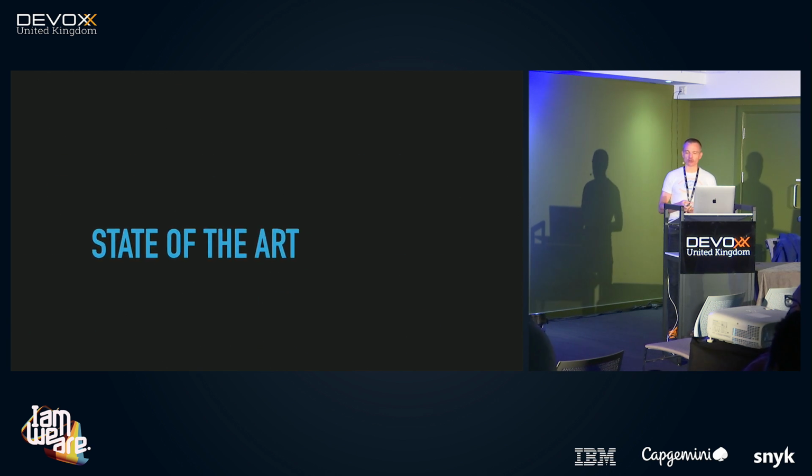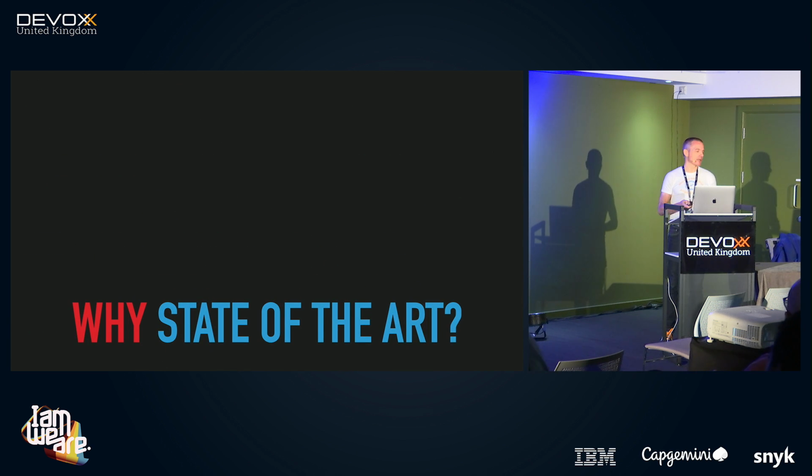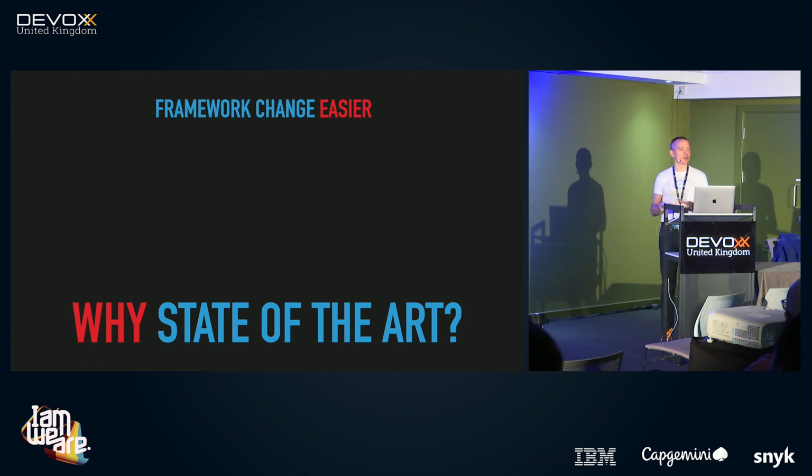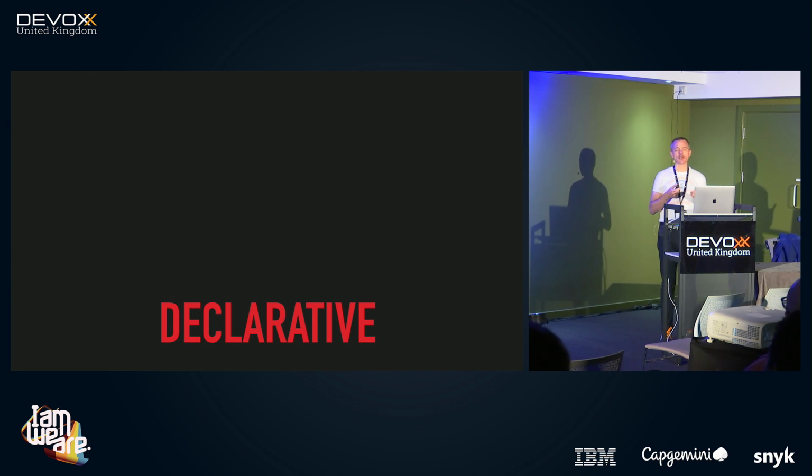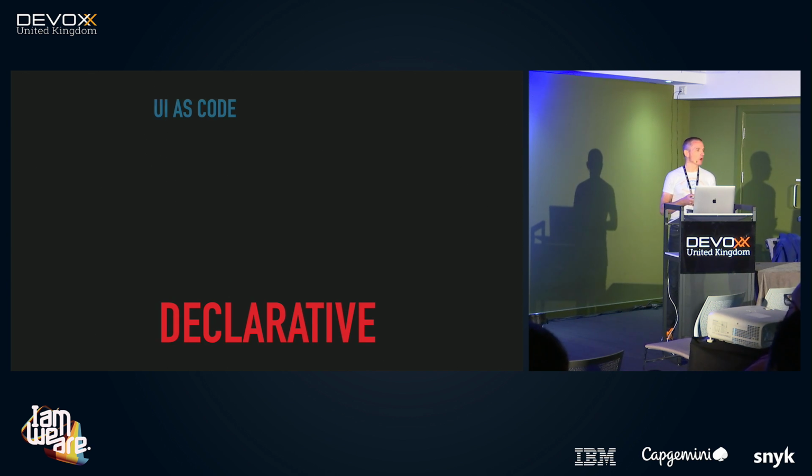So let's talk about state-of-the-art. Why is state-of-the-art important? It's because it makes it easier to change from framework A to framework B if both use the same high-level principle. So it makes it easier to change. What is the state-of-the-art? Declarative. Declarative means 3 things. Number one is you create your UI as code. So it's not visual tools anymore where you drag and drop elements. No, you write code.